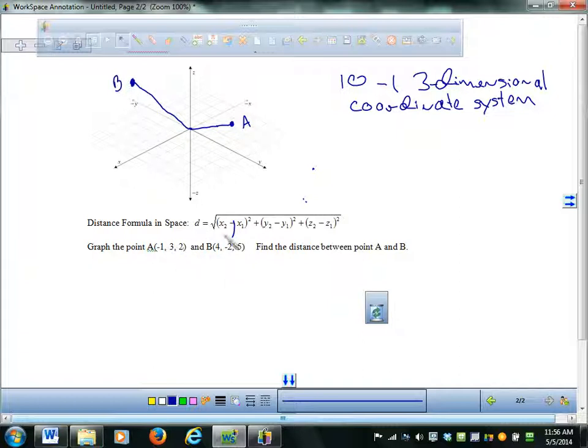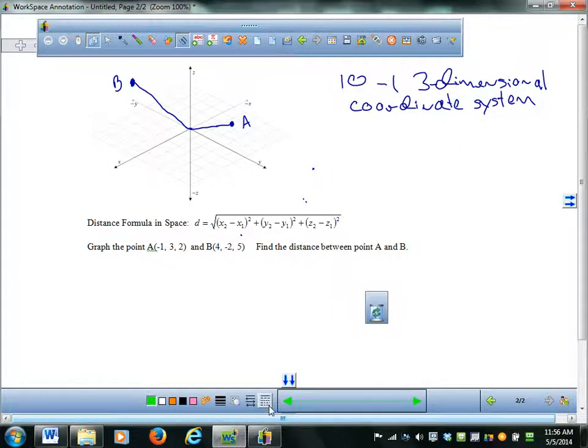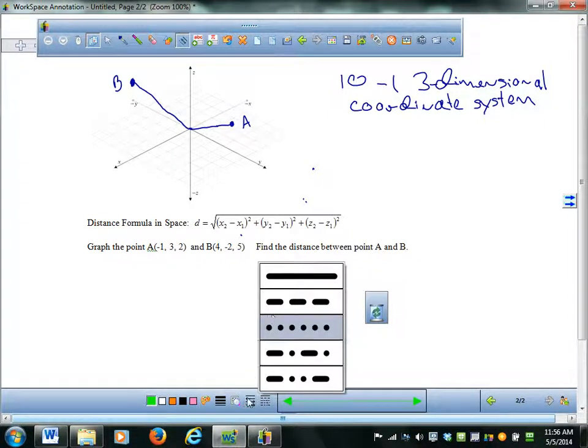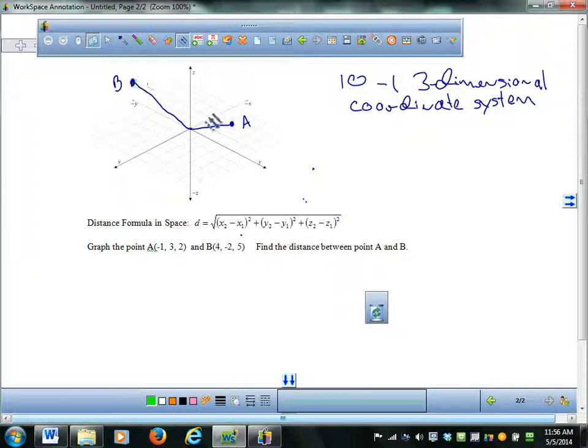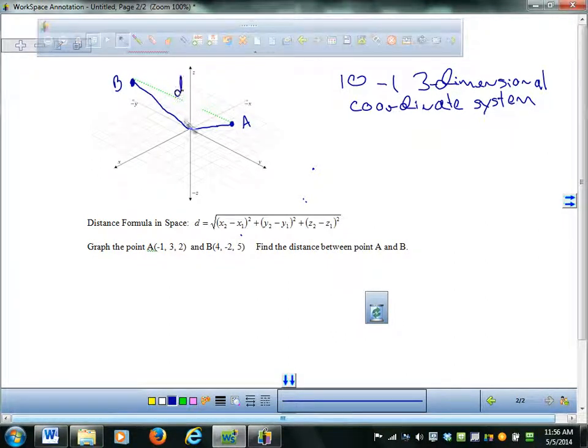You can use the distance formula, just like you remember the distance formula from two dimensions. It's just the Pythagorean theorem in 3D. So if I want to find the distance from A to B, I could use that distance formula here. To find in 3D the distance between those two points, I just plug and chug right into here.